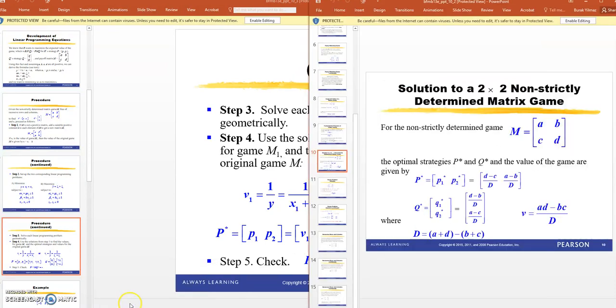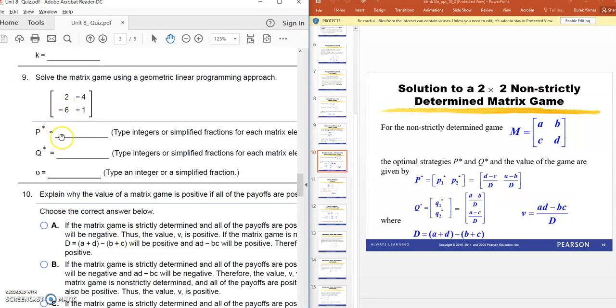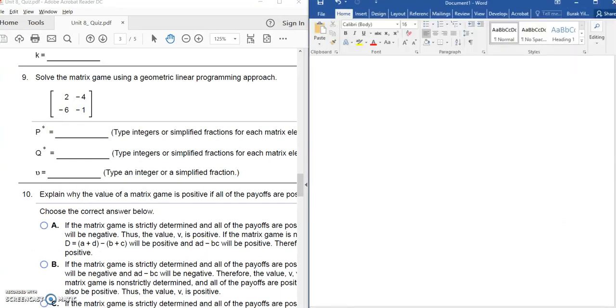It doesn't matter which approach you use. In fact, I would use just the approach we used with the formulas, because that's a lot simpler. You don't have to solve any system. Solving those systems would take more time. So again, let's take a look at this. Looking at this matrix, A equals 2, B equals -4, C equals -6, and D equals -1.